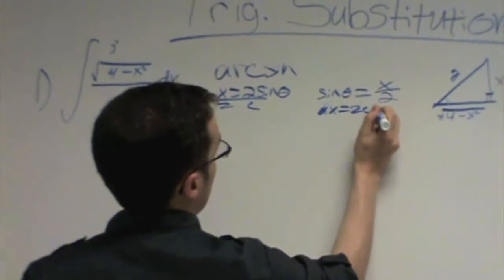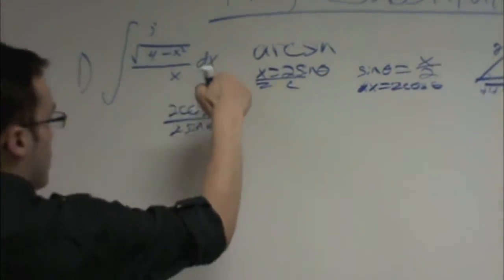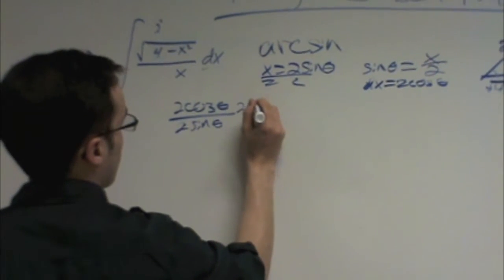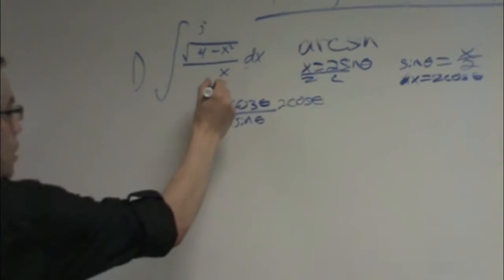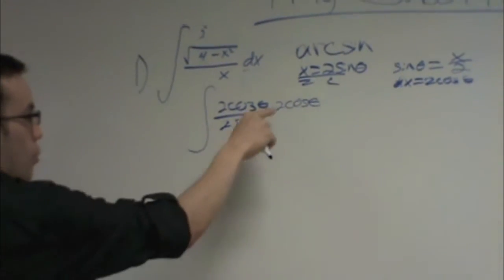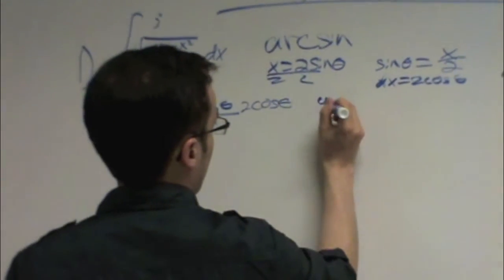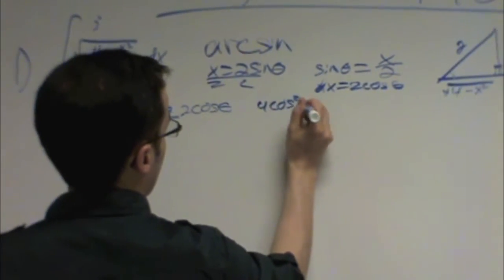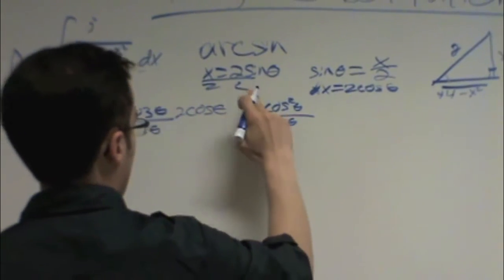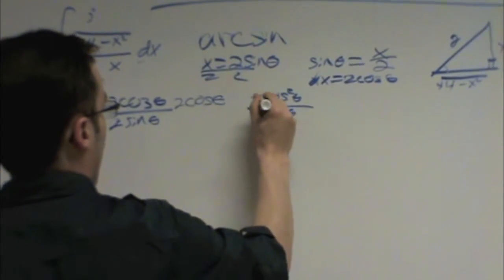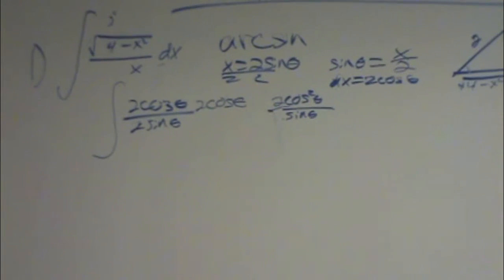dx equals 2 cos theta. So we replace the dx with my 2 cos theta. And then here's our problem. Now we integrate this. Well, on top we have 2 cosine, so that's 4 cosine squared over 2 sine theta. I can get these 2's to cancel out. This puts a 2 on top, and I'm left with this. This is now something that we know how to integrate.